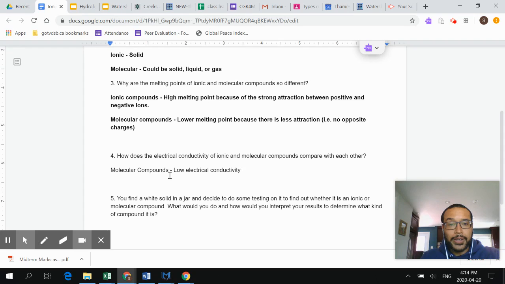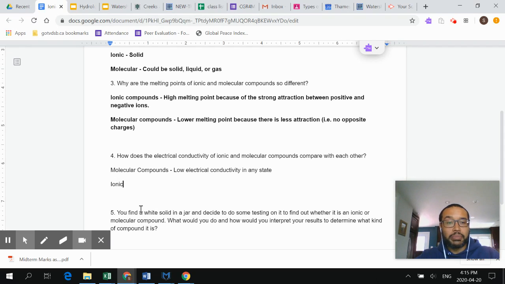And I should mention, low electrical conductivity in any state. So something like sucrose, which is table sugar, is not particularly conductive at all, whether it's solid, like I put in my coffee, or even when I melt it in my coffee, it doesn't increase the conductivity. Whereas with ionic compounds, it depends on the state.